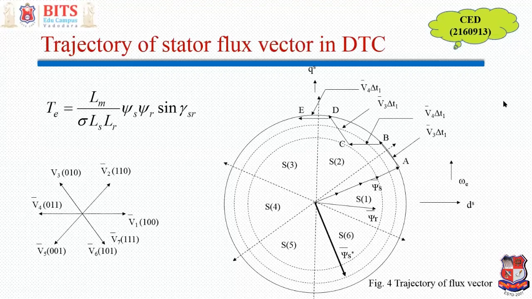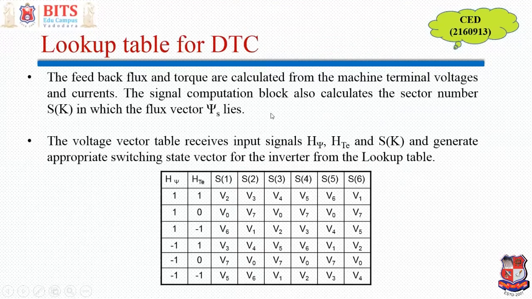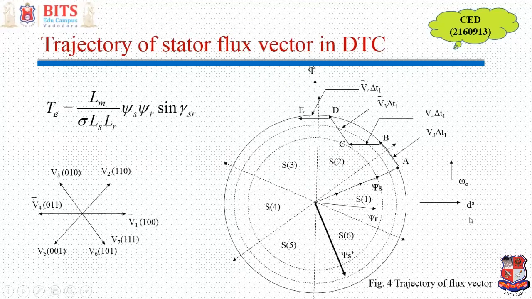Decoupled means, depending on your requirement, you can change the value of flux, or decide what to do to increase flux or increase torque. Independently, you can select. So decoupled control is possible without complicated transformation. So this is called the direct torque control approach.